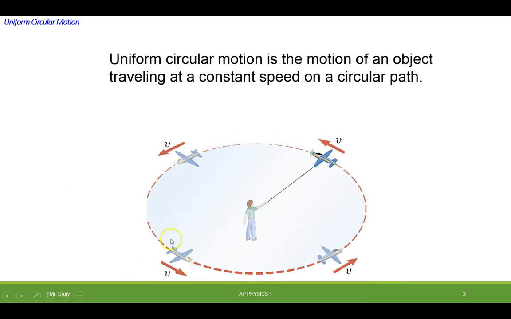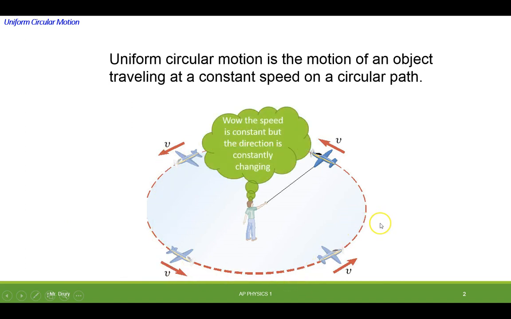It's going at constant speed, but yet it's not a constant velocity, and the reason is, even though the speed is constant, he's constantly changing direction, so the velocity is not constant. The speed is, but the velocity is not.